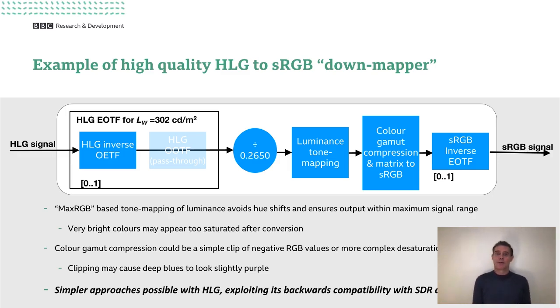And then we come on to perhaps the most complicated part of the processing, and that's the color gamut compression. How do you get from a wide color gamut 2020 signal to this narrower color gamut 709 sRGB signal? And this can be as simple or as complicated as you like.